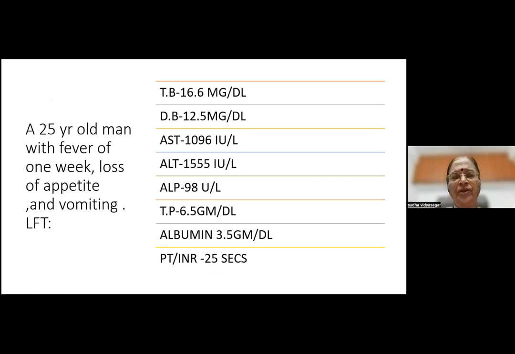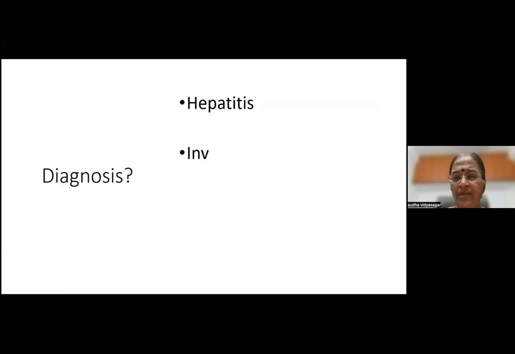Okay. 25-year-old man with fever of 1 week, loss of appetite, vomiting, that is his LFT. Very, very simple LFT. Look at it and tell me what it shows. Acute viral hepatitis. Yeah, correct. It's an acute viral hepatitis. Very simple, isn't it? Okay.